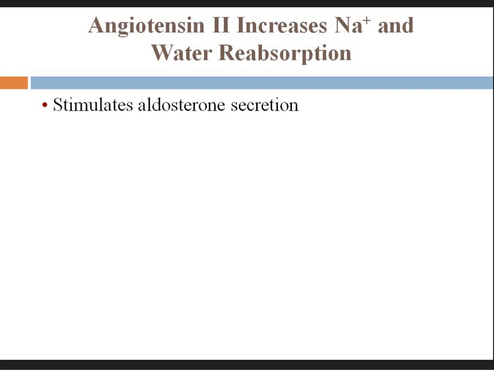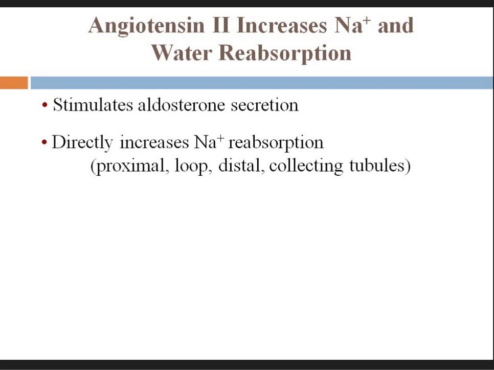So coming to angiotensin II, angiotensin II increases sodium and water reabsorption. And how is it doing that? It is stimulating aldosterone secretion. We have already seen this, that angiotensin II stimulates aldosterone secretion, which in turn causes sodium reabsorption and secondarily water reabsorption. Second mechanism of angiotensin II is it also directly increases sodium reabsorption from proximal tubules, distal tubules, loop and collecting tubules.